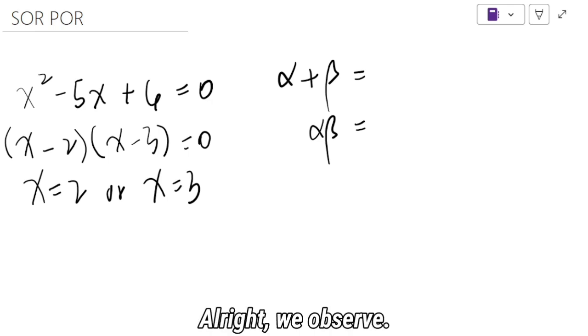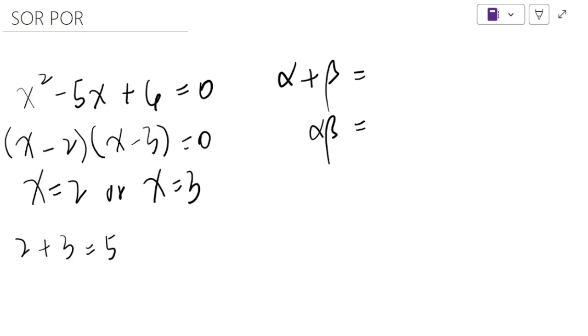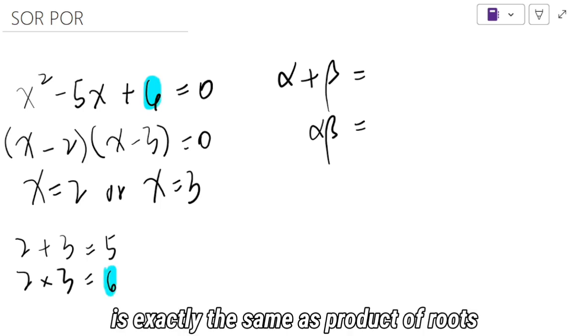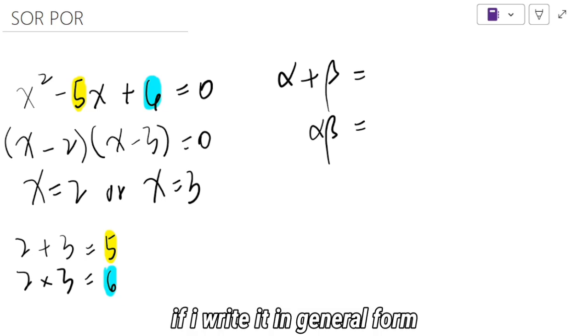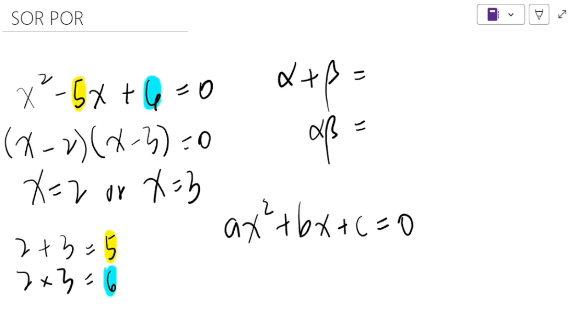Now, let's observe. What is 2 plus 3? 2 plus 3 is equal to 5. Now, what is 2 times 3? 2 times 3 is equal to 6. Now, notice that the c is exactly the same as the product of roots, correct or not? And the b is exactly the same as the sum of roots, apart from the sign. If I write it in general form, ax squared plus bx plus c equals 0, and I divide by the coefficient of x squared, I'll get x squared plus b over a x plus c over a equals 0.